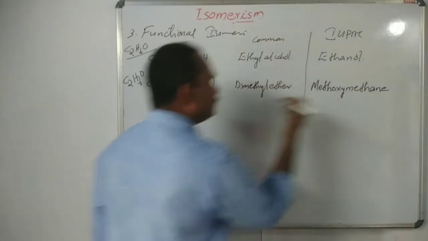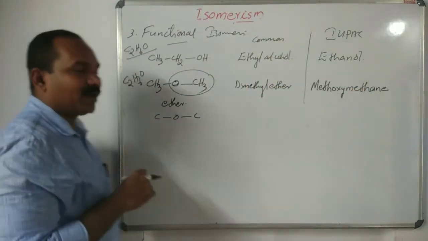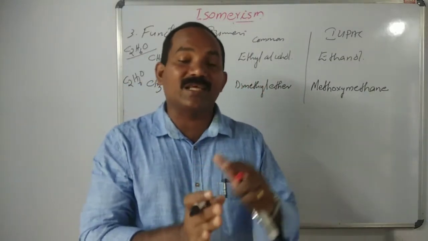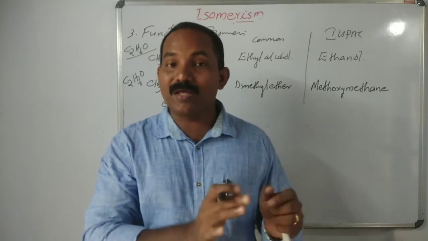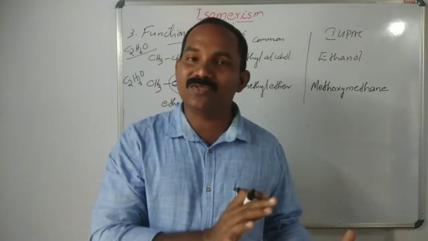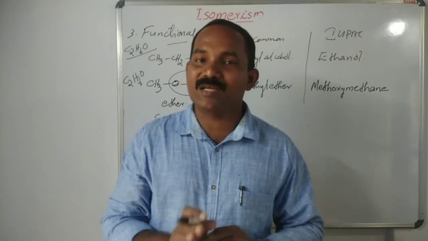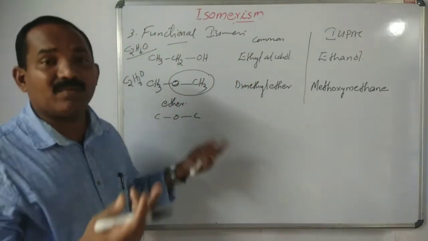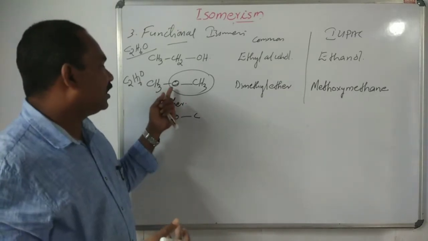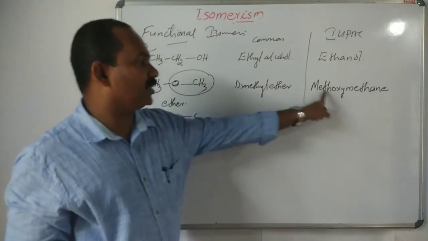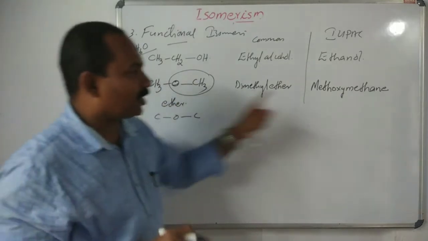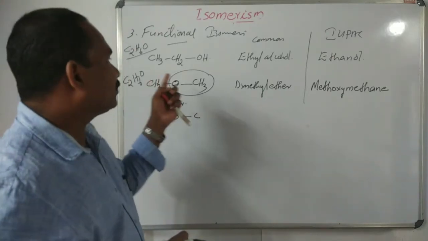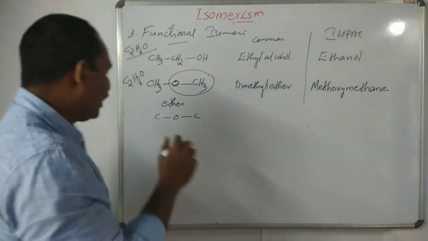Once again: if an ether functional group comes, the smaller alkyl group is taken as alkoxy and the higher alkyl group is taken as alkane. Here both have the same number of carbon atoms, so you take any one as the alkoxy group: methyl group and oxygen give methoxy, and the one carbon hydrocarbon is methane. Are you clear? This is one of the functional isomerisms. Another one.